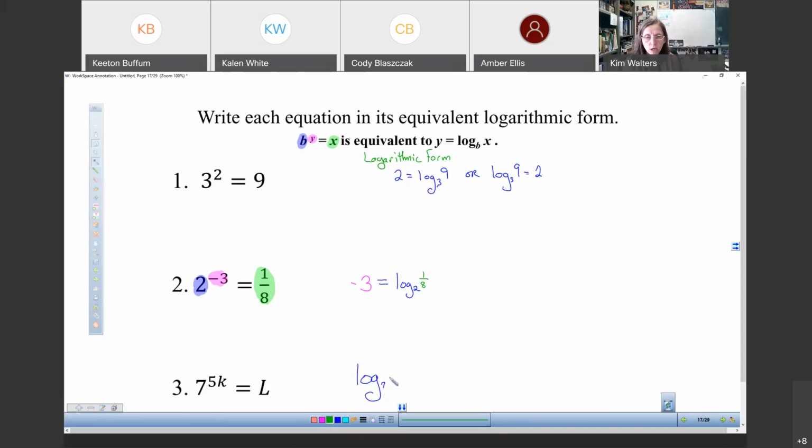So what's going to go here is going to be L, and this is going to be equal to 5 times K. Like I said, you can write it as 5K equals log base 7 of L. It does not matter whether the 5K goes on left or right, as long as the log base 7 and L go together. We're going to flip-flop this process next, so just beware.